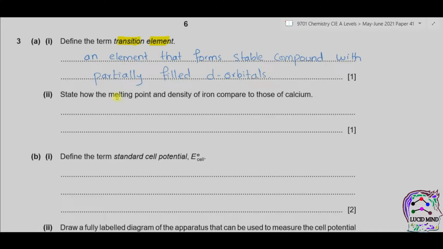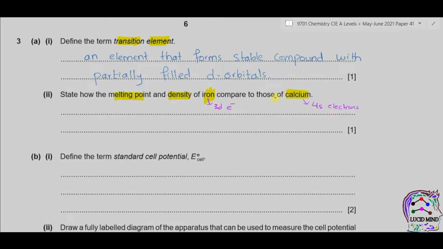Part 2, it says state how the melting point and density of iron compare to that of calcium. Now we can see that in iron we have 3d electrons involved, while in calcium we have 4s electrons in the outermost shell. As only 4s electrons are involved in bonding in calcium, while 3d electrons are present in iron, the number of electrons is greater in iron, so stronger electrostatic forces of attraction will be present.